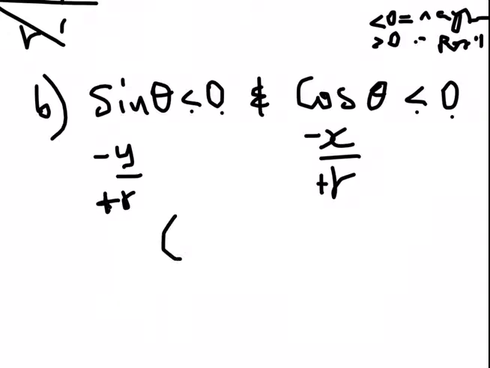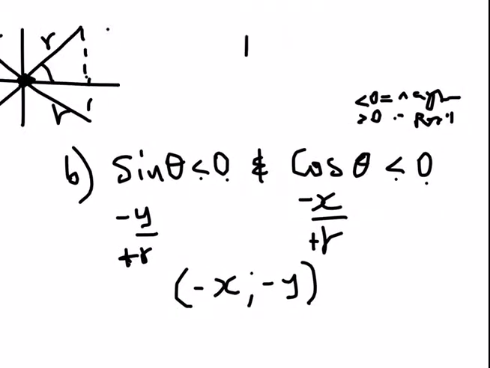Now what you do, you just take your x value being negative, and your y value being negative. Then you go to your Cartesian plane to find out in which quadrant you have x being negative and y being negative. Definitely it should be the third quadrant.